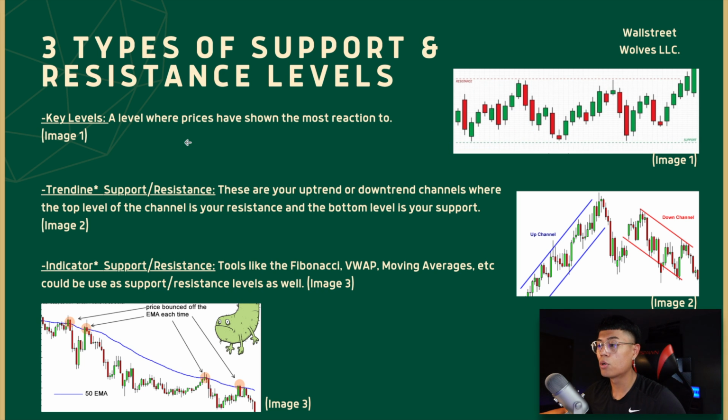The second type of support and resistance level is our trend lines. So these are your uptrend or downtrend channels where the top level of the channel is your resistance and the bottom level is your support. Take a look at image 2. On this uptrend channel, our top level is a resistance, bringing prices down. Our bottom level is support, bringing prices up.